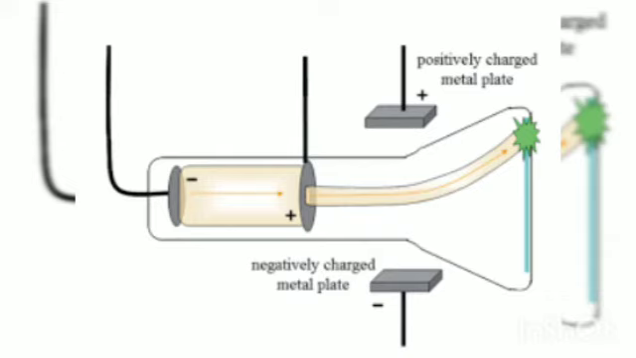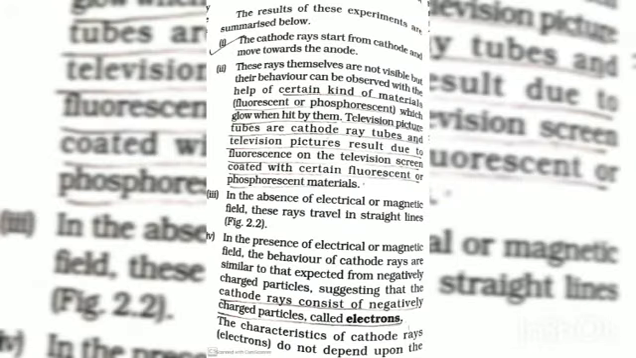So इसके result को हम summarize कर सकते हैं कि पहला what was the first observation? The cathode rays start from the cathode and move towards the anode. Okay, now these rays themselves are not visible, ये खुद visible नहीं थे, but their behavior can be observed with the help of certain kind of material. यहाँ पे हमने क्या यूज़ किया? फ्लोरेसेंट और फॉस्फोरेसेंट मटीरियल जो जिंक सल्फाइड हमने यूज़ किया था, उसकी वजह से दे आर विजिबल.